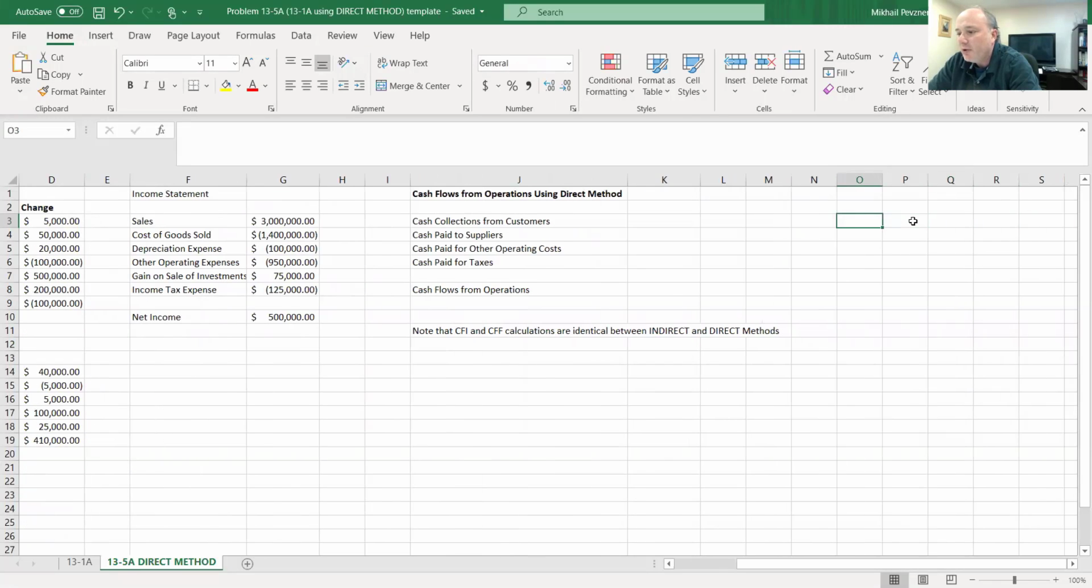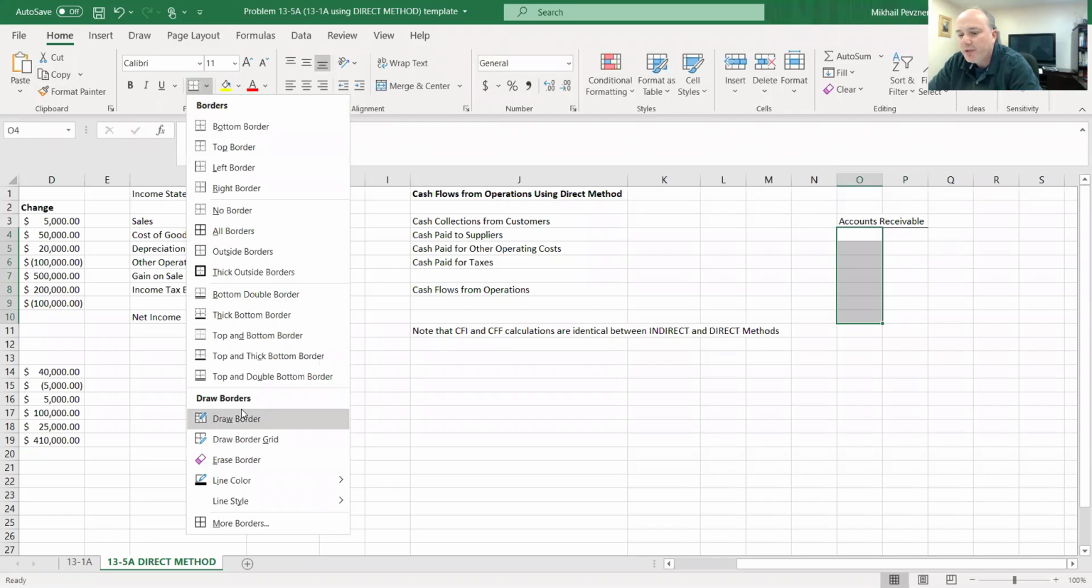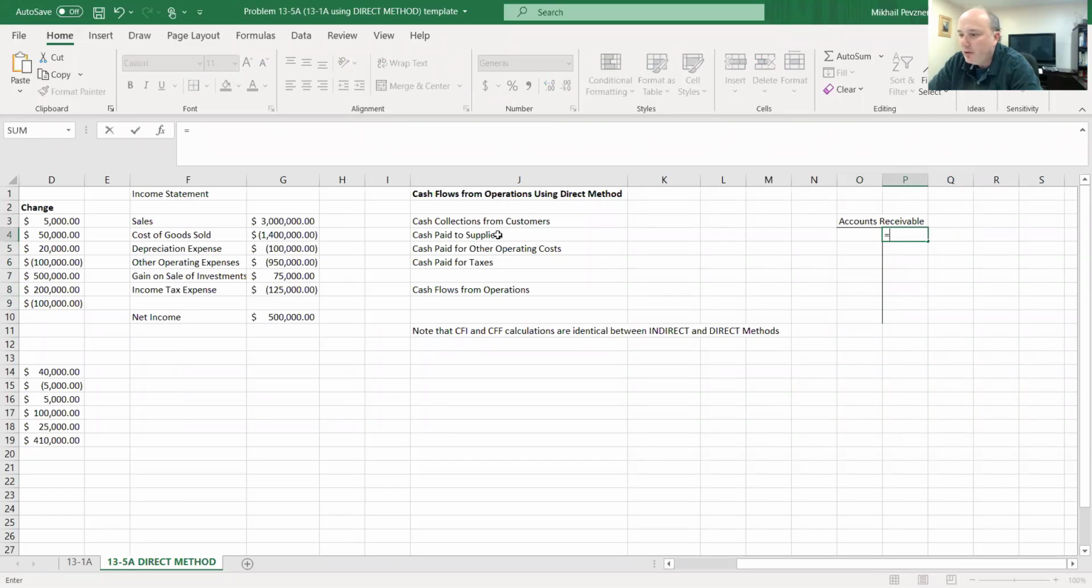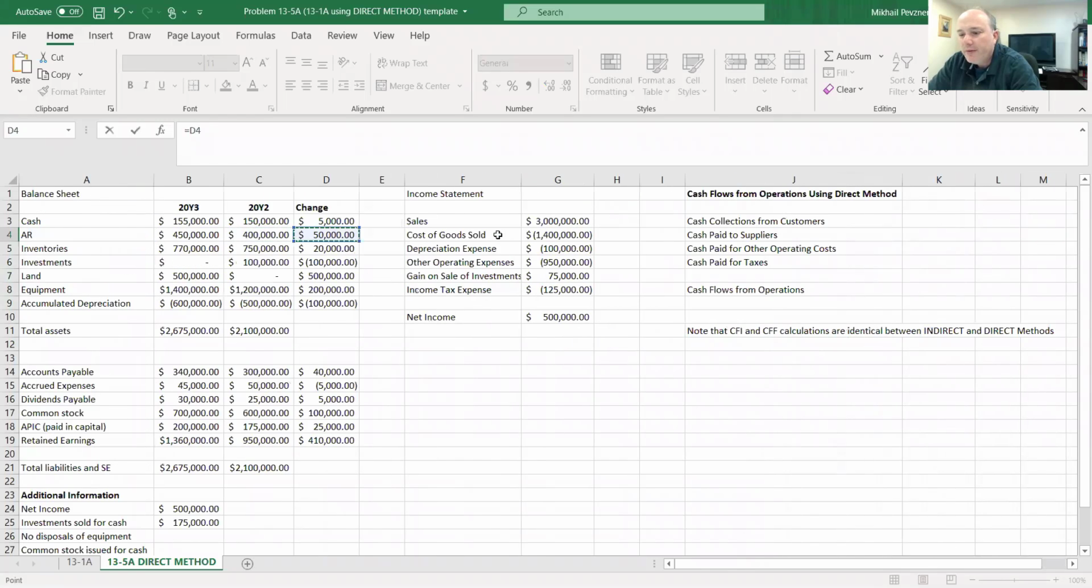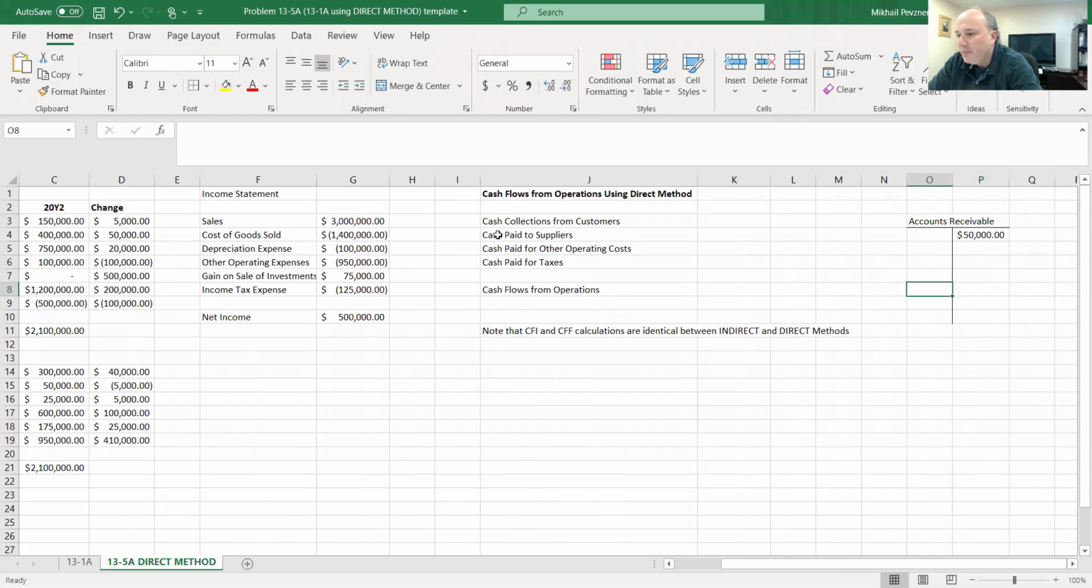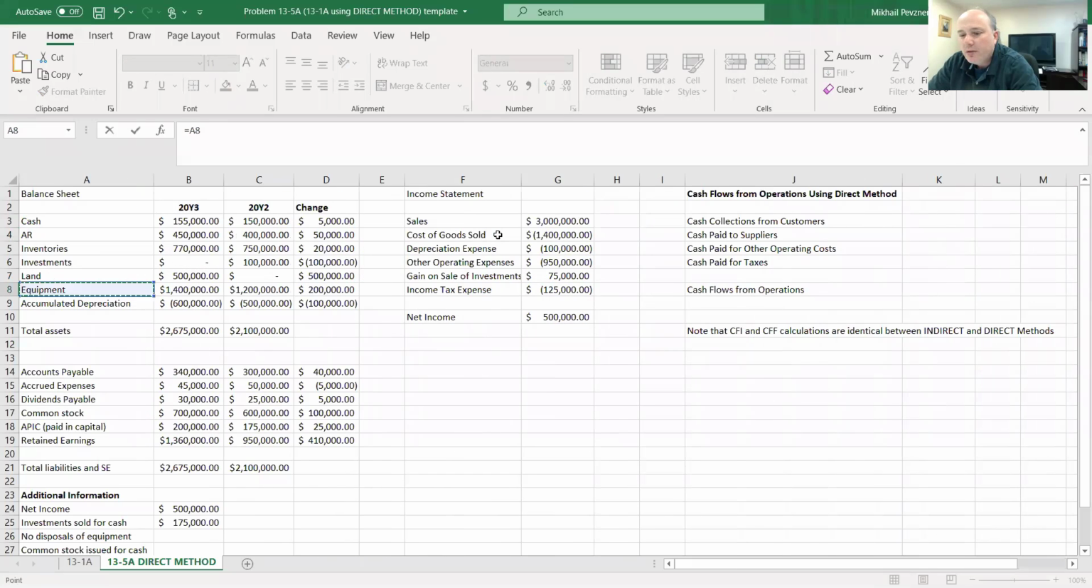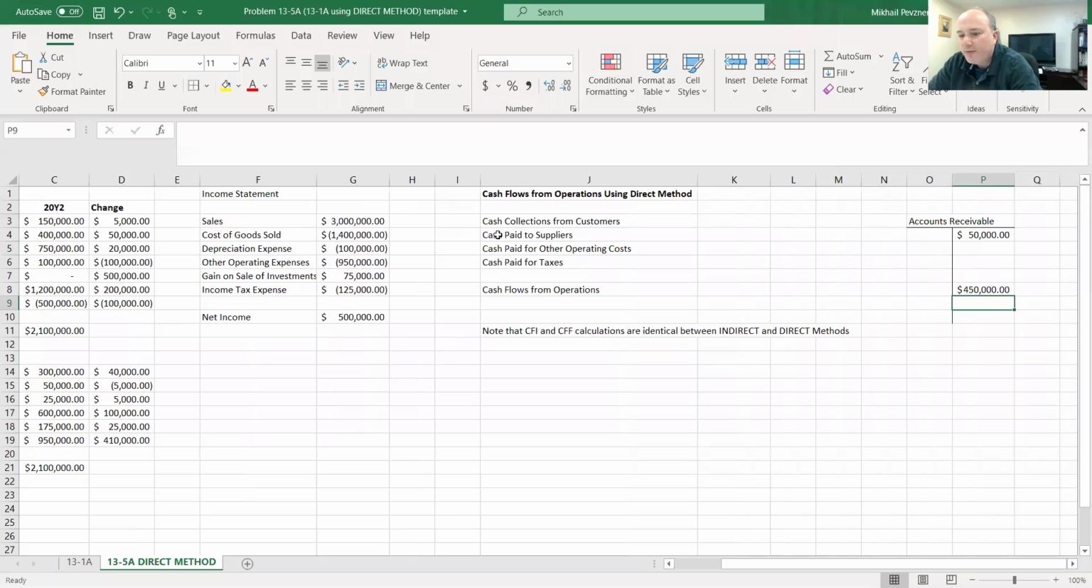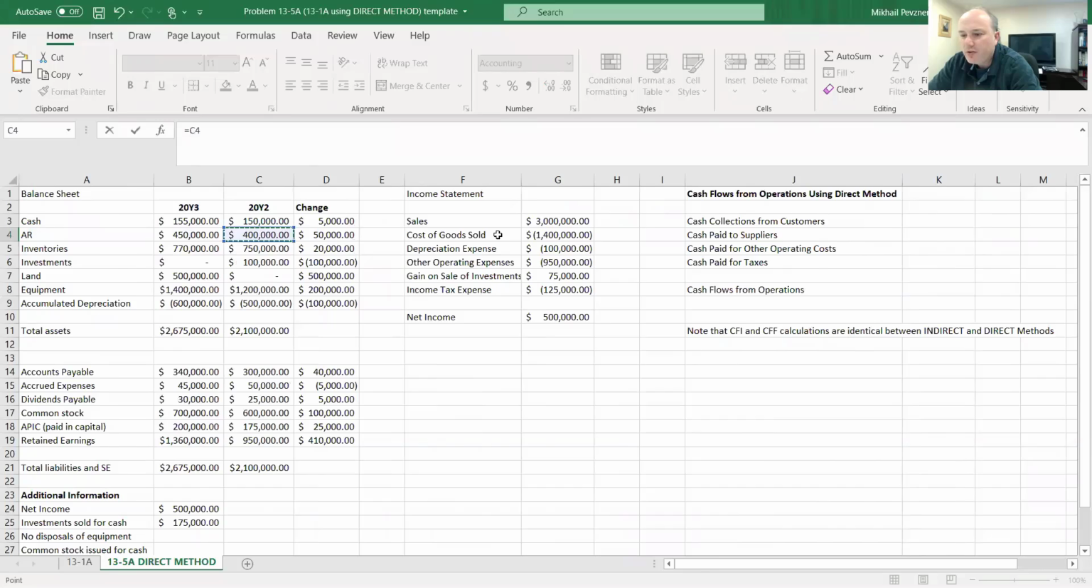The easiest way to do this is to analyze the accounts receivable T account. So I'm going to say accounts receivable here, and I'm going to analyze how much cash was collected from customers. The beginning balance in accounts receivable was 400,000. Now the ending balance was 450,000. I'm sorry, the beginning was 400,000, so we'll change that.